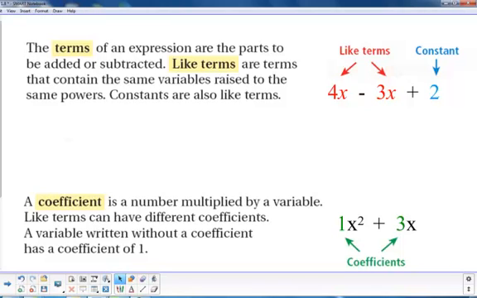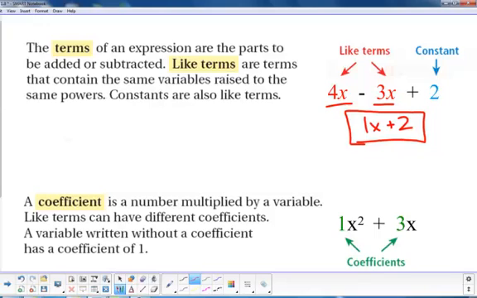All right, the terms of an expression are the things that are added or subtracted. Like terms need to be put together. So if you have an equation like this, the 4x and the 3x need to be put together, giving you a 7x. And then you have 7x plus 2. Those are not like terms. That would be your answer.